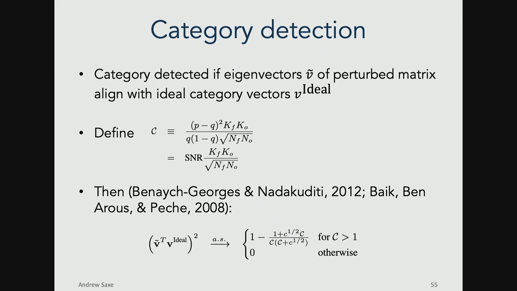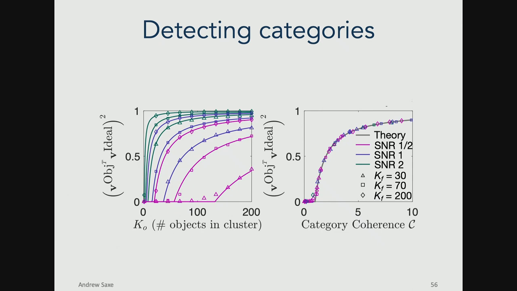And as an example, you could train lots of different models for different numbers of objects in the cluster, for different levels of SNR, that's the color, and for different numbers of features. And you get this sort of mixture of learning times for these networks and the overlap with the ideal vectors. But if you just plot it with respect to the category coherence, it all collapses onto this universal curve. There's a threshold below which you cannot recover the category, and then increasing performance as you go above that.